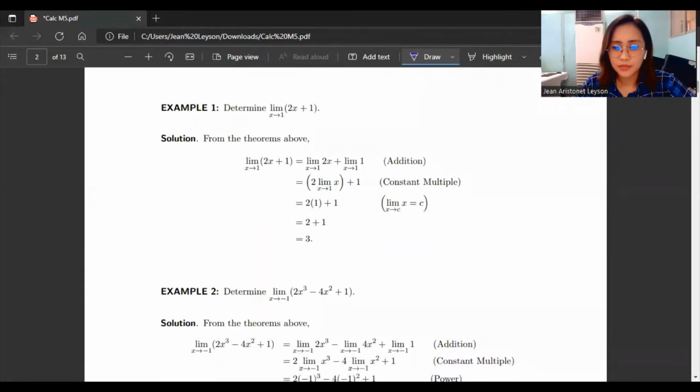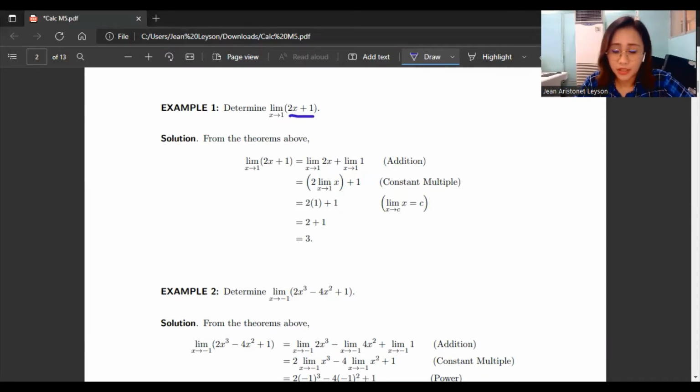So example number 1, determine the limit of the function 2x plus 1 as x approaches 1. So this function right here, this is a polynomial function. It is composed of two terms. The first term is 2x. The second term is 1.